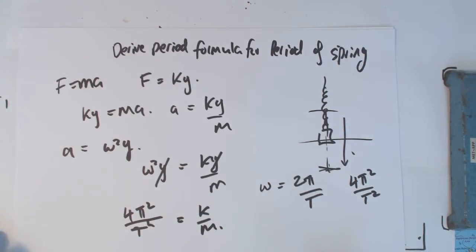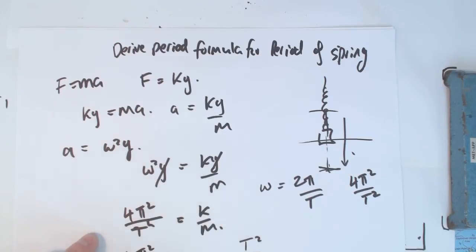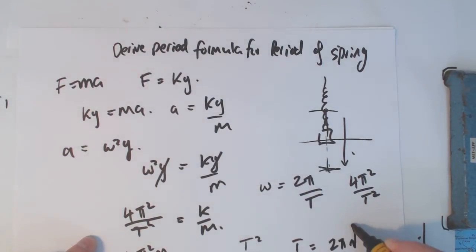So we rearrange that, and we want the T up the top. So T squared can go back up there. T squared is, and the 4 pi squared stays up there, we bring the m up, and we bring the k back down. And so we take the square root of both sides, and we've got T equals 2 pi square root of m over k.